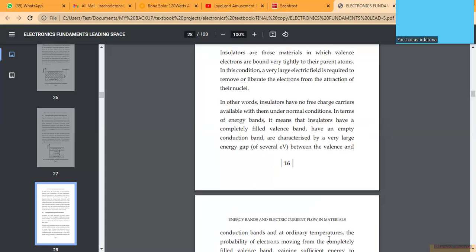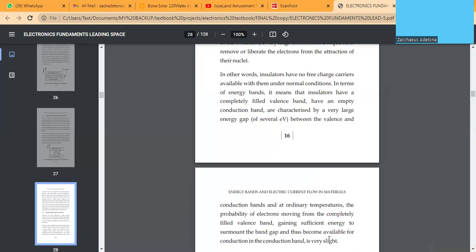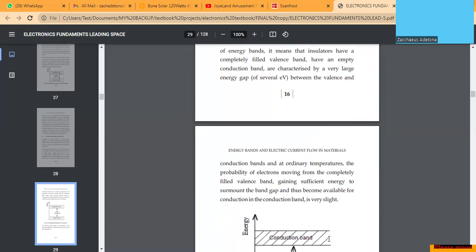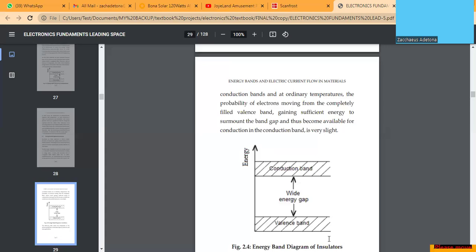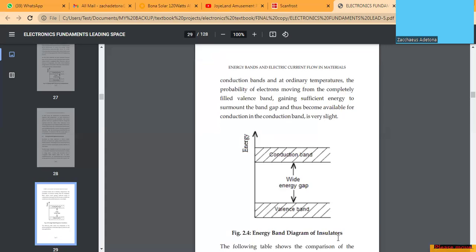So at ordinary temperatures, the insulators cannot conduct electricity. And that is because their valence band is completely filled and the conduction band is completely empty. No electron is present there. So this is the structure of the energy band diagram. You can see a wide energy gap between the valence band and the conduction band. So the valence band has electrons present, while the conduction band doesn't have electrons present.